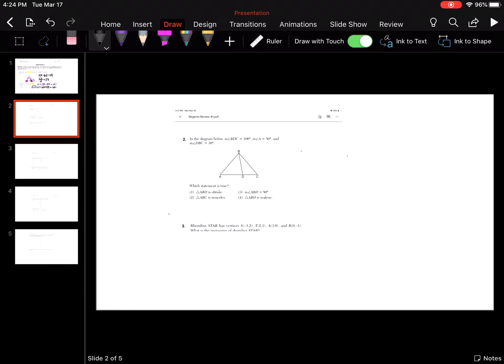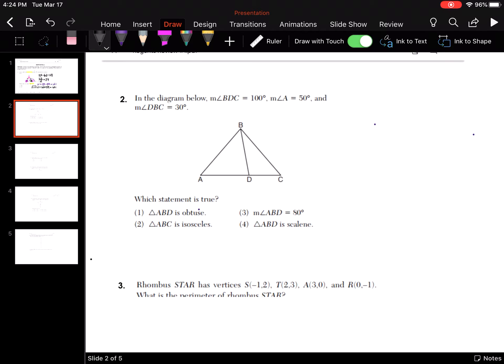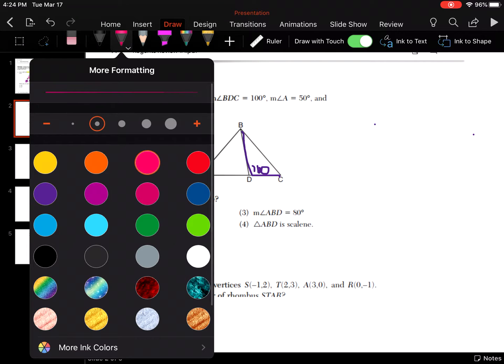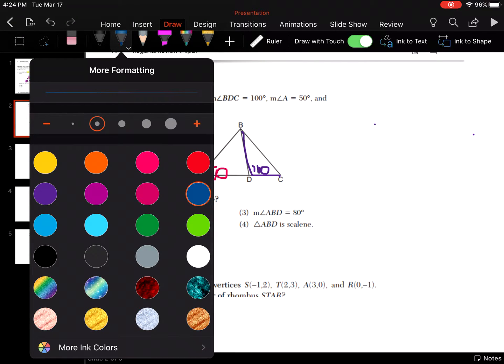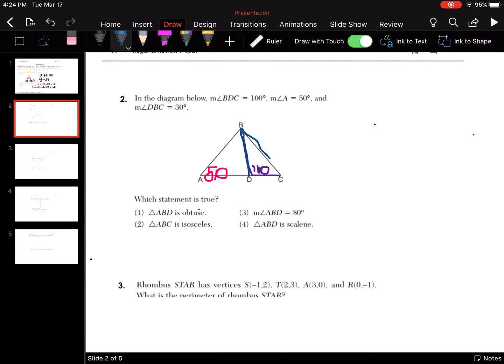Okay, the next one. We have another triangle. They tell us that BDC is 100, so we have to put that in the picture. From B to D to C is 100. Angle A is 50. And DBC, from D to B to C, is 30.